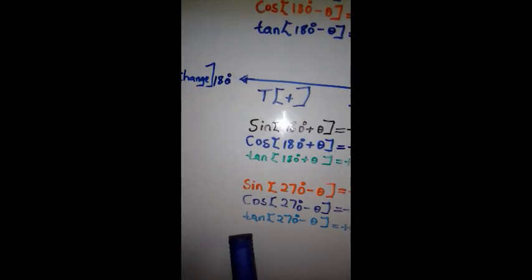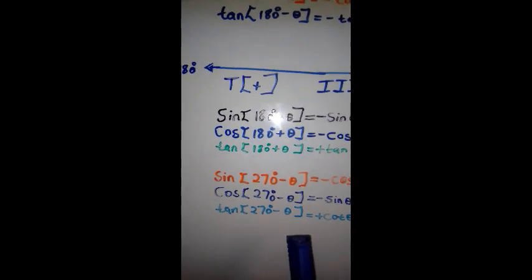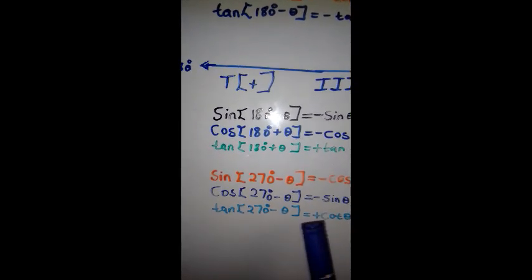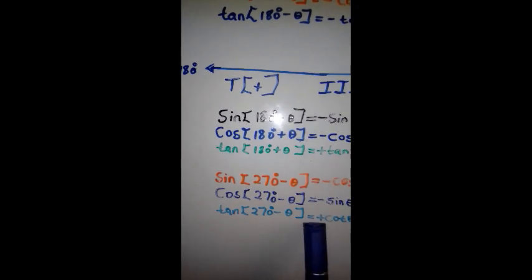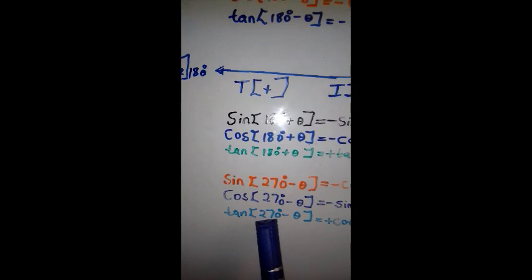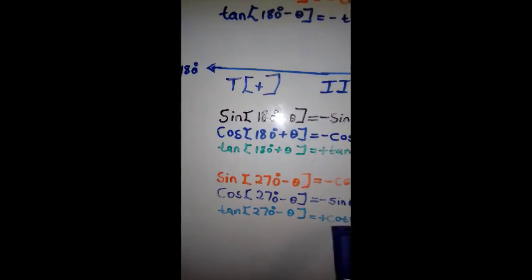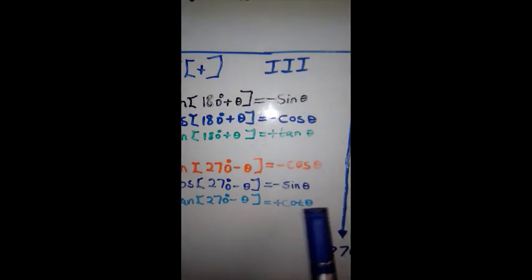Now let's go to the last one. This one is tan 270 minus theta. Tan is positive on the third quadrant, so it's going to be positive. Tan 270 minus theta means what? It means change. Tan changes to cot, so it's going to be positive cot theta.